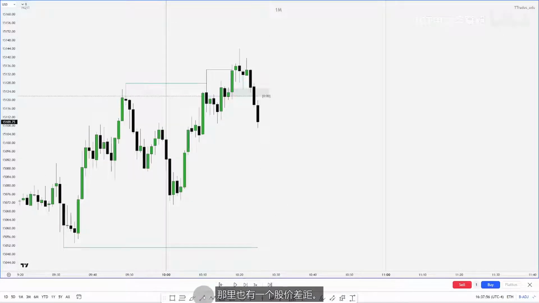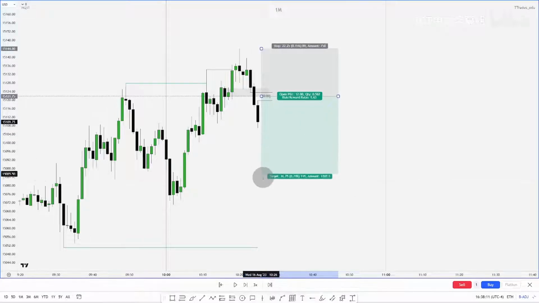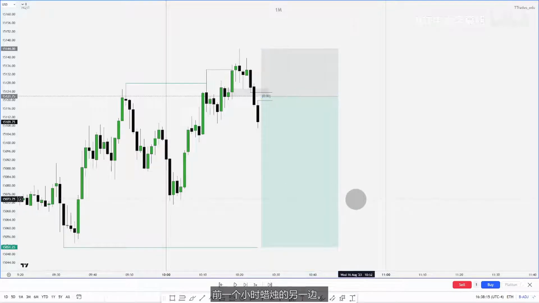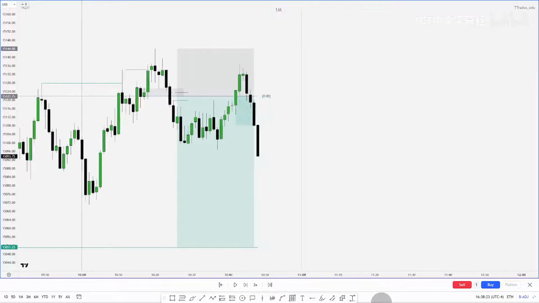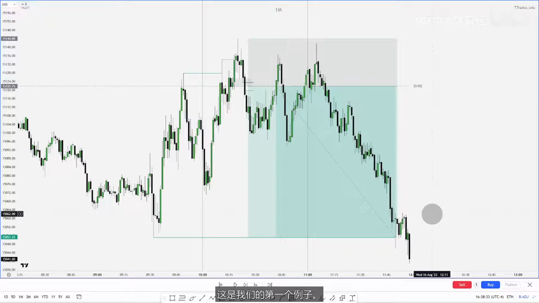We have a fair value gap there as well, and the midnight opening price. So what I'll do is I'll look to take a short entry. We'll use the midnight and the consequent encroachment there, my stop on this high, and where am I targeting? The other side of this previous hour's candle. That is our first example.